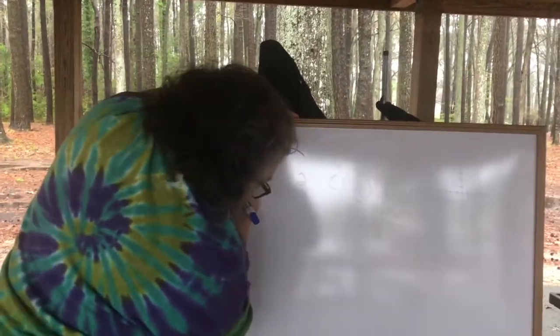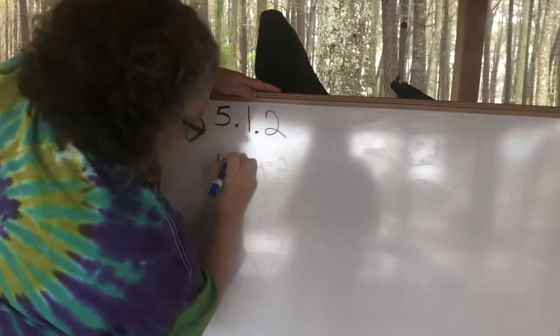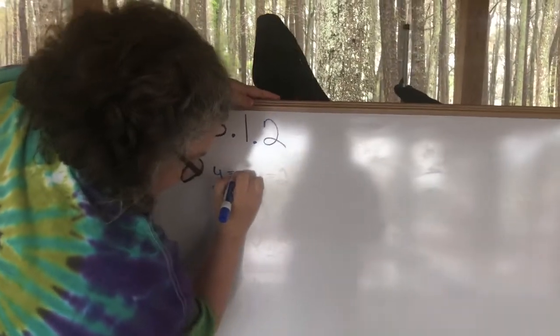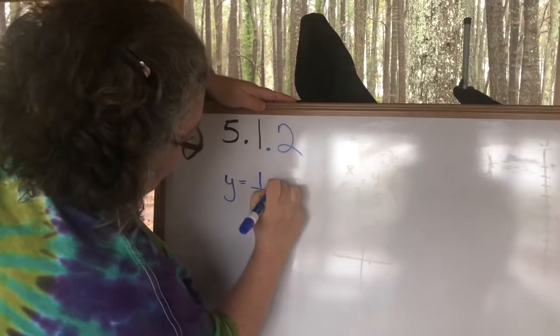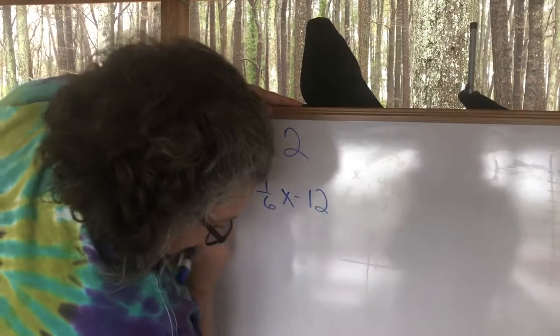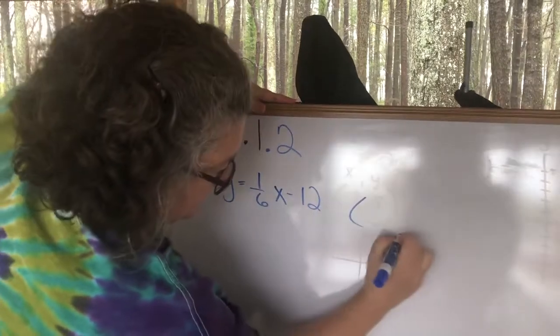Okay, let's try another one here. Let's go with y equals 1/6 x minus 12, comma.